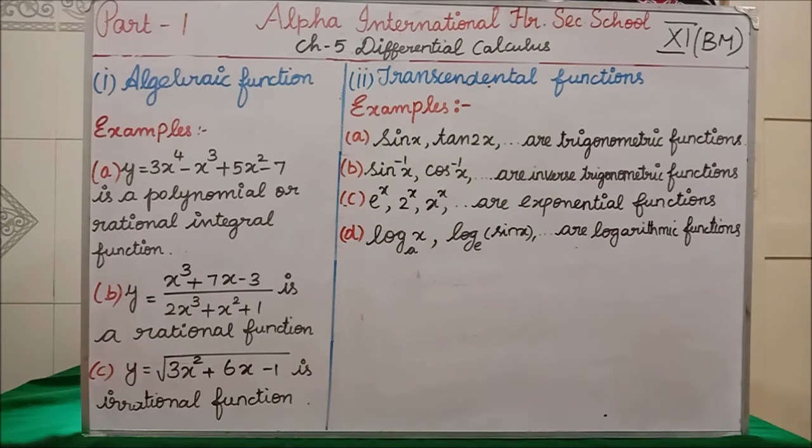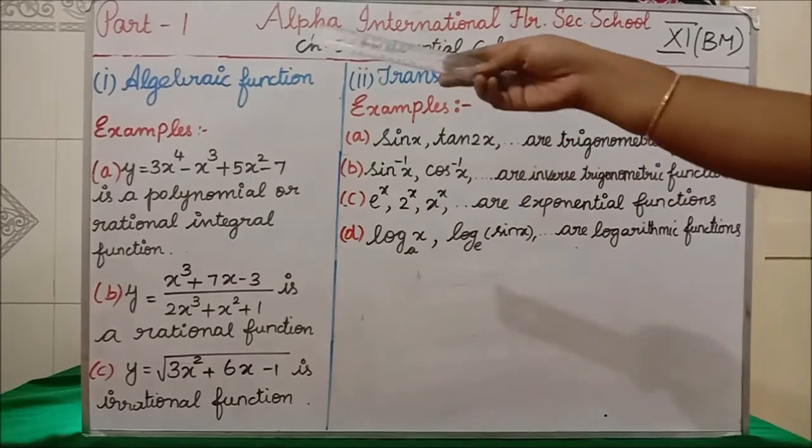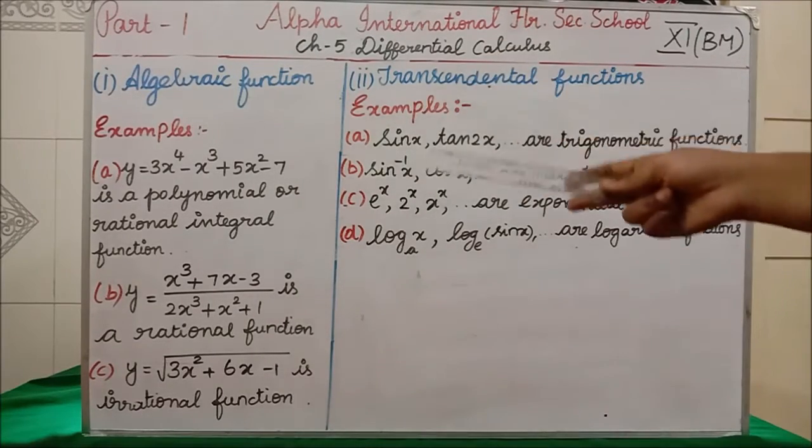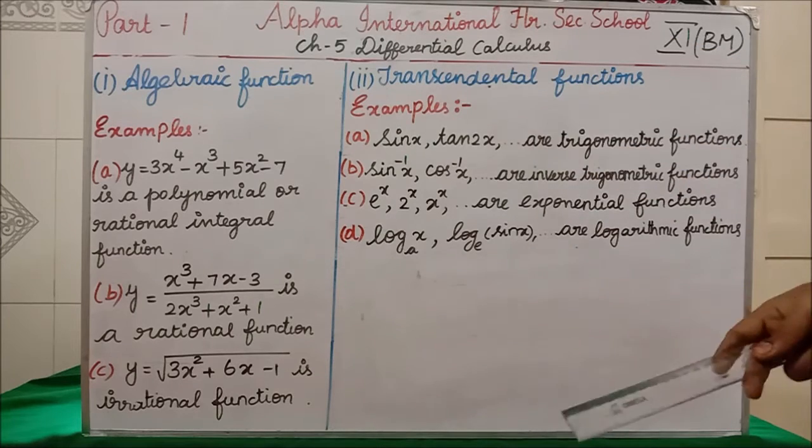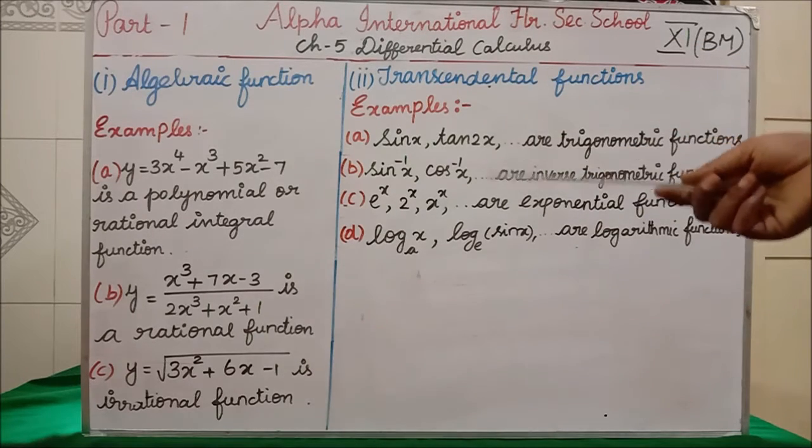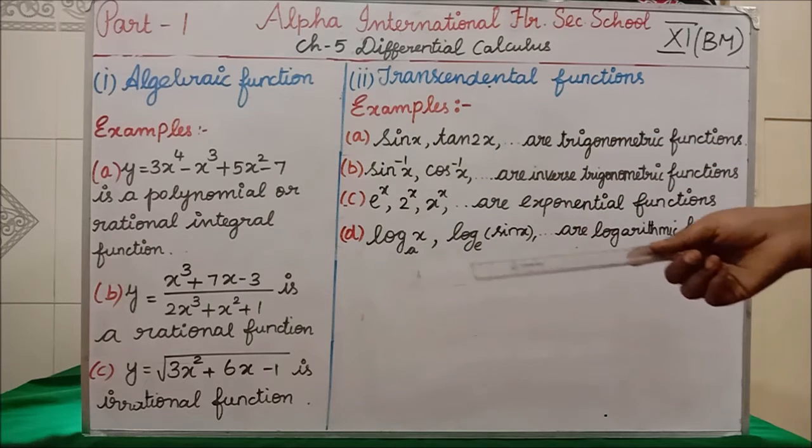Algebraic function means what? It has to have an algebraic expression using a finite number of terms involving operations. What are the operations? Addition, subtraction, multiplication, division. Clear? And fractional powers also come in an algebraic expression. Now see the example I have written: y = 3x⁴ − x³ + 5x² − 7 is a polynomial because it has more than 3 terms.